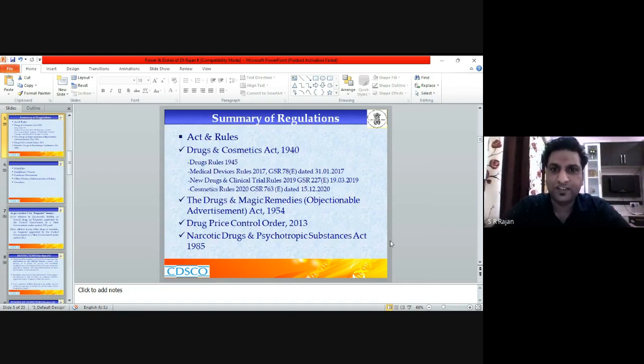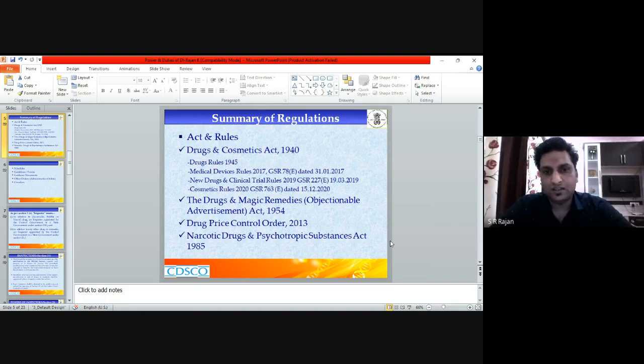How we regulate the drugs means acts and rules framed by the central government is helpful in regulating the drugs. Mainly, an inspector touches these regulations to complete his task, like the Drug and Cosmetic Act 1940.